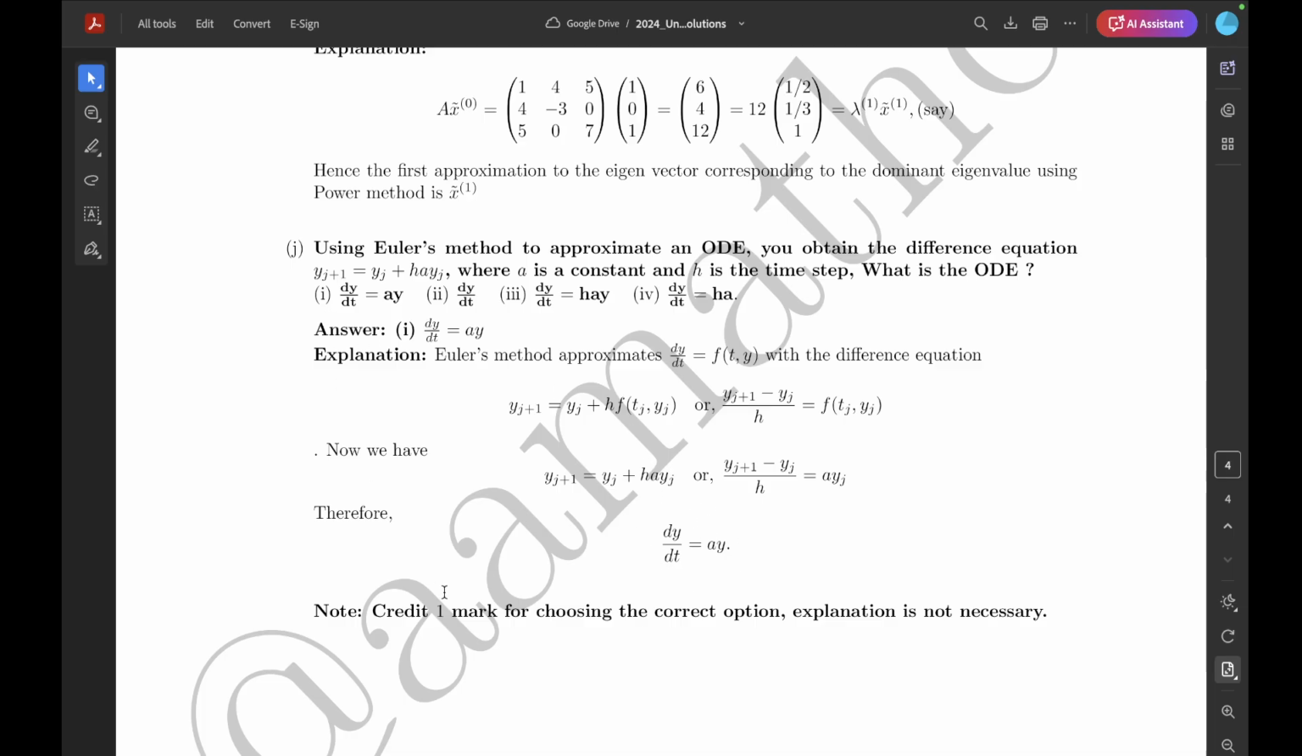The correct option is 1. And note that here the marks is only 1, so you can get 1 mark for choosing the correct option. Explanation is not necessary for this.